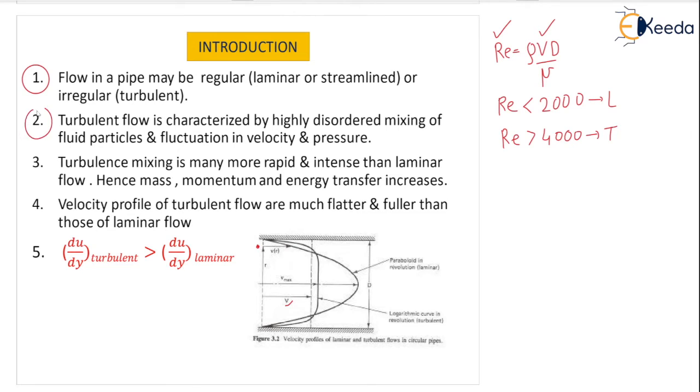So how will you come to know that the flow has changed from laminar to turbulent? There are some symptoms, some characteristics you will see in the flow. Look into the second point. Turbulent flow is characterized by highly disordered mixing of fluid particles and fluctuation in velocity and pressure. Very important. Highly disordered mixing means the fluid particles are moving in random directions and colliding, and there is a fluctuation of velocity and pressure.